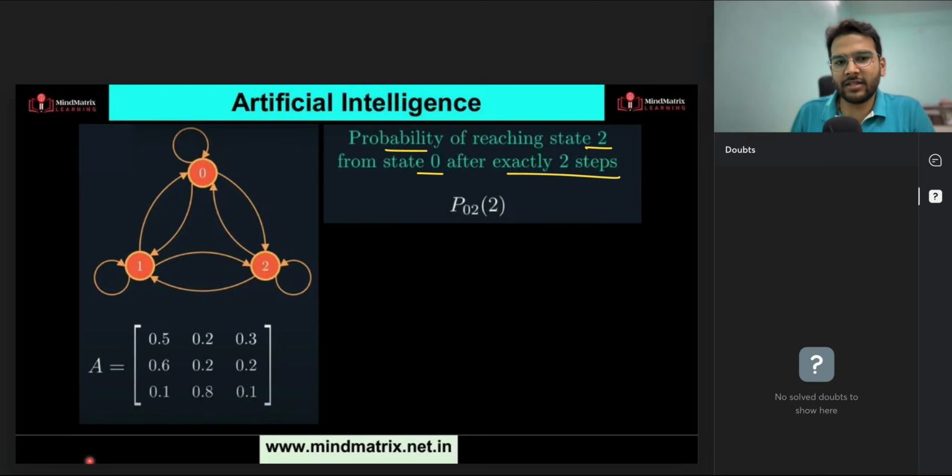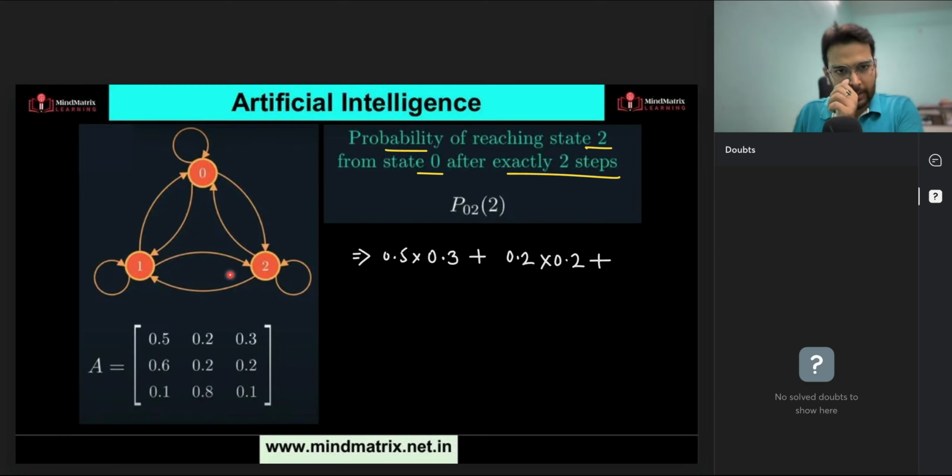So can I say that this is the same as writing, so I'm directly writing the values. This is the same as 0 to 0, that means 0.5. Multiply by 0 to 2, that is 0.3, plus then 0 to 1, that is 0.2, and then 1 to 2, that is 0.2, plus 0 to 2, that is 0.3, multiply 2 to 2, that is 0.8. Is this clear? Do you have any doubt here so far?